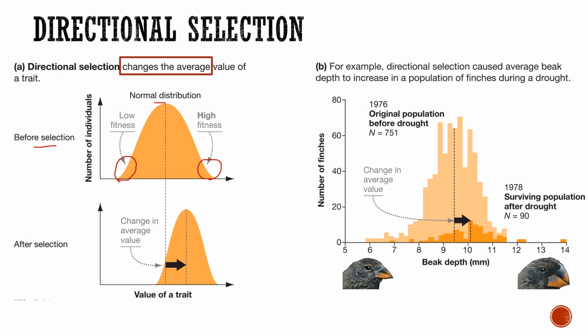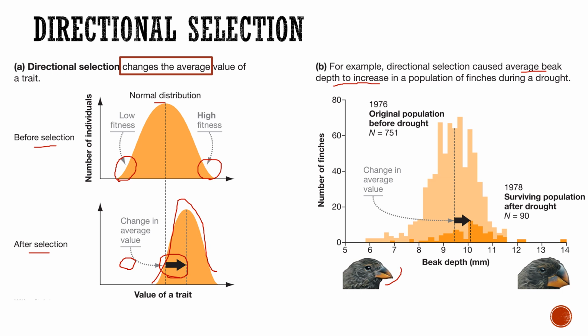However, after some type of selection event, now there's a shift in that average. So we still have a bell curve. Our curve looks the same, but now it's shifted. In this case, it's moved to the right. Okay. Also could have moved to the left. But whenever that whole curve doesn't really change shape so much, it just moves to the right or left, we call that directional selection. And an example of that is caused the average beak depth to increase.